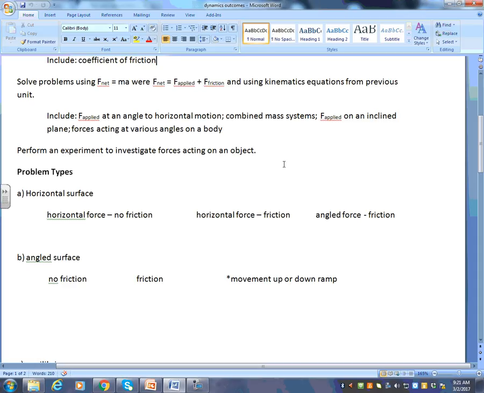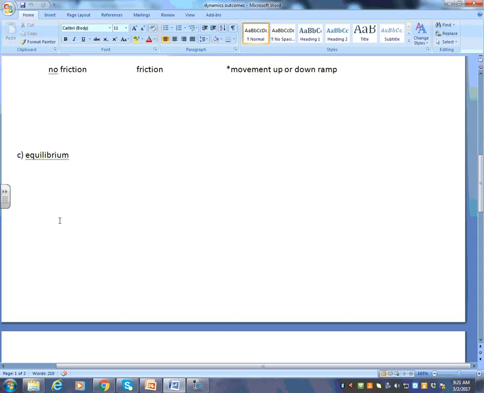These are the different problem types. Horizontal force, no friction, which is really what you did in grade 11. Horizontal force with friction, which is kind of like what you did in grade 11. Angled force with friction, I think you did a little bit of that in grade 11, so we'll be sort of expanding on that. Angled surface, i.e. a ramp or inclined plane. No friction, with friction, and the movement could be up or down the ramp. And equilibrium, which means either no movement or motion at a constant speed kind of thing.